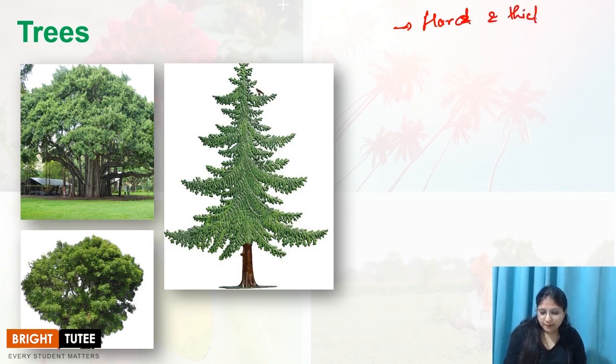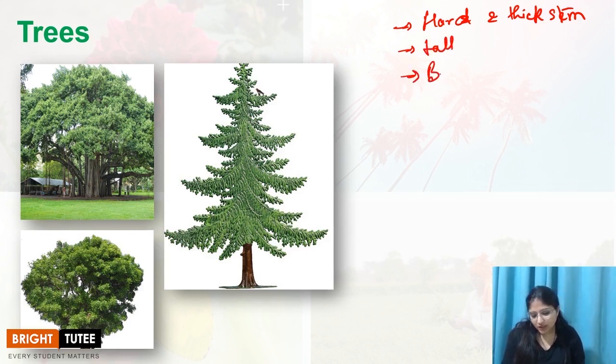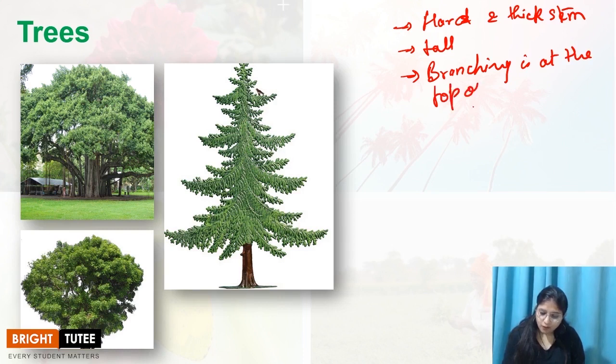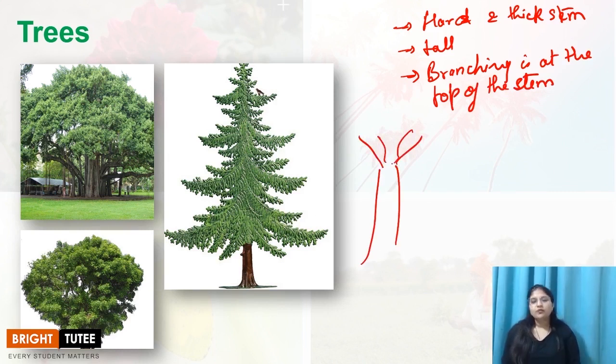Hard and thick stem, right? So it's a very hard and thick stem. Apart from that, these are very tall, and the branching is at the top of the stem, right? So as you can see, the plant will grow to a certain height and then the branching will start, right? So this plant is categorized as trees, right? So it's very easy, you can easily observe how these plants are categorized, right?